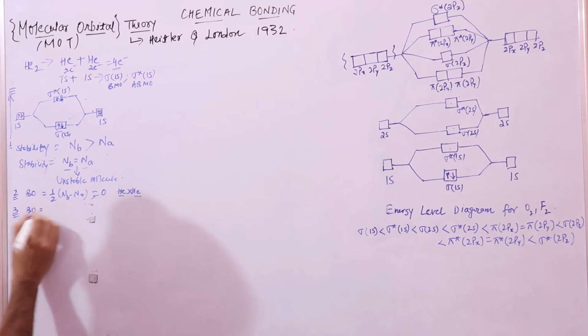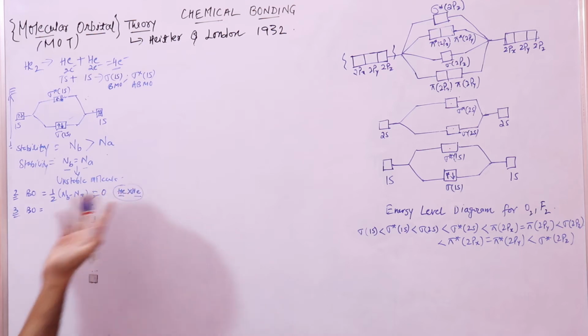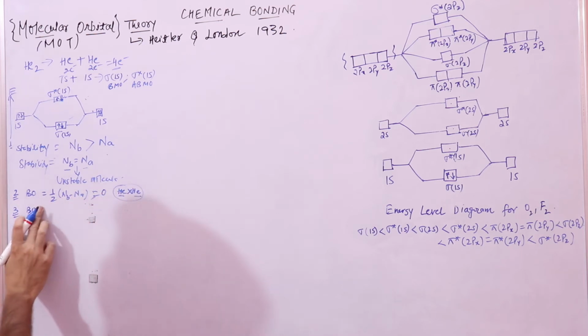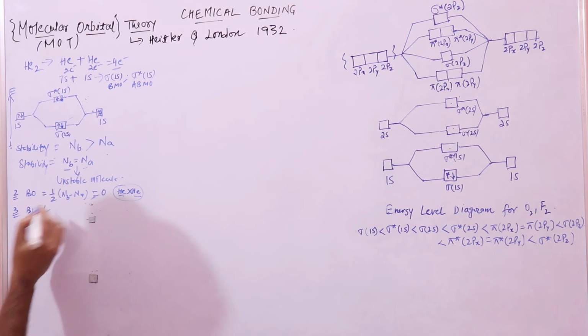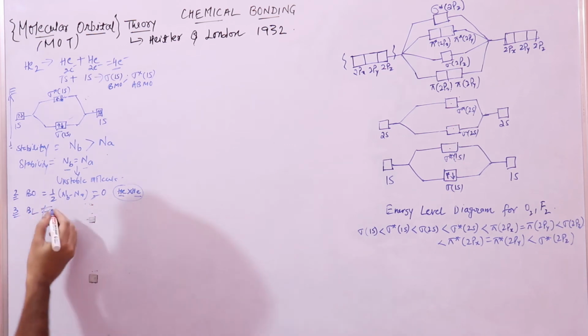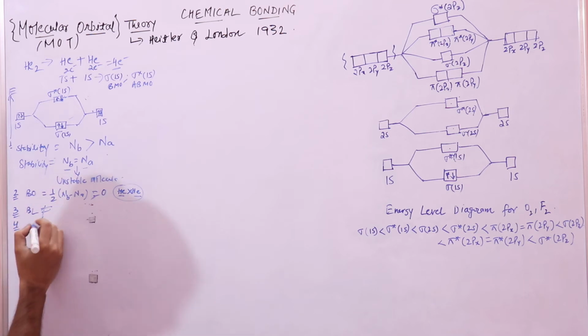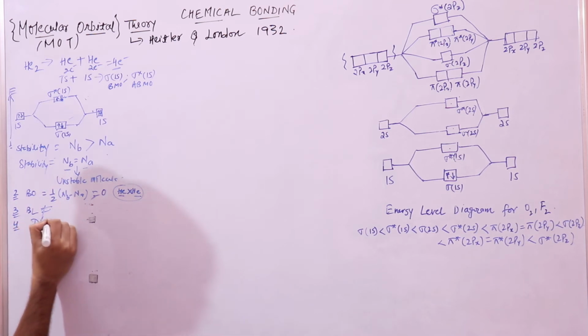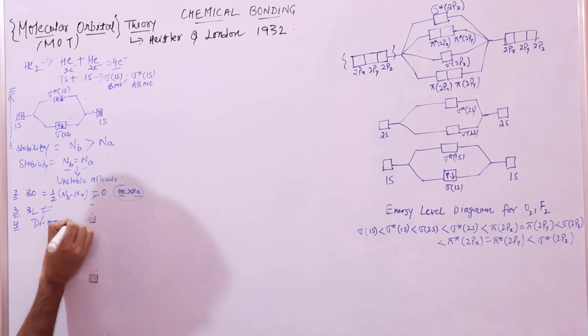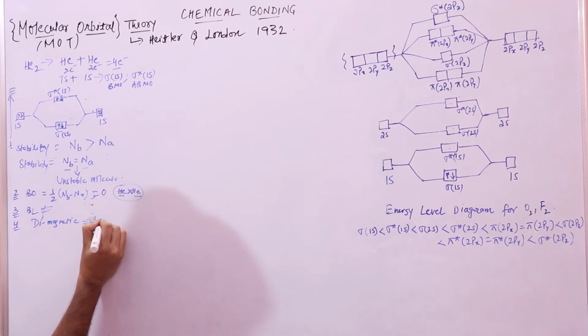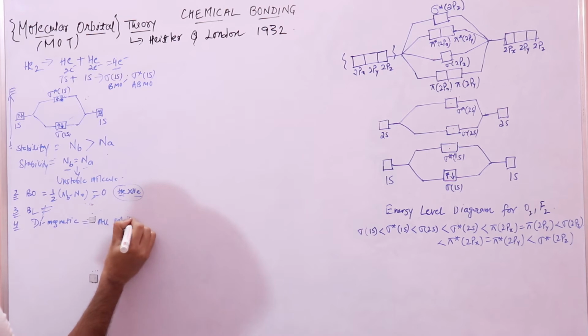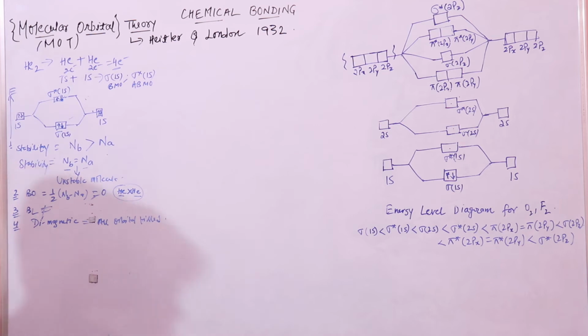Bond length. We don't see any bond, so there is no question of bond length. What about magnetic behavior? For magnetic behavior, it is diamagnetic. Why diamagnetic? Because all the orbitals are filled. So this is diamagnetic, and it would be repelled by the magnetic field since it is diamagnetic.